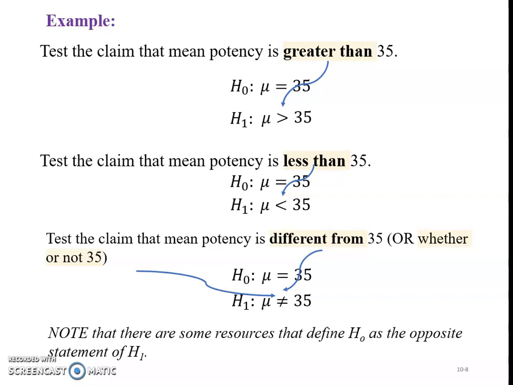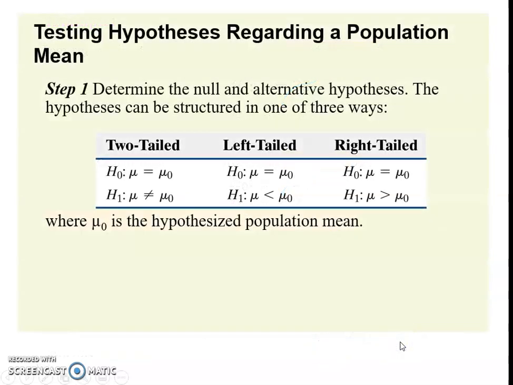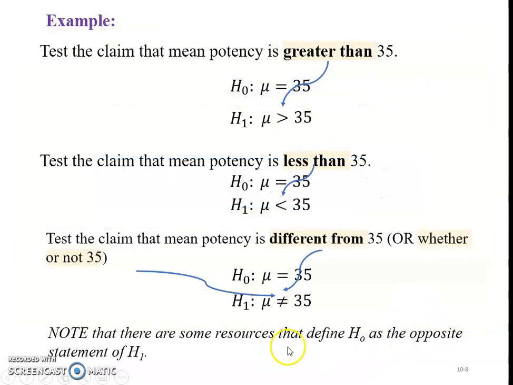Please note that there are some resources that define the null hypothesis H null as the opposite statement of H1. For instance, here, depending on the main thesis, they define H1 as mu is greater than 35. Then they define null hypothesis as the opposite of this, so they define it as mu is less than or equal to 35. Defining the null hypothesis as an equality statement is the most commonly used way, and it is what our course book follows. So I will go with defining the null hypothesis as an equality statement.